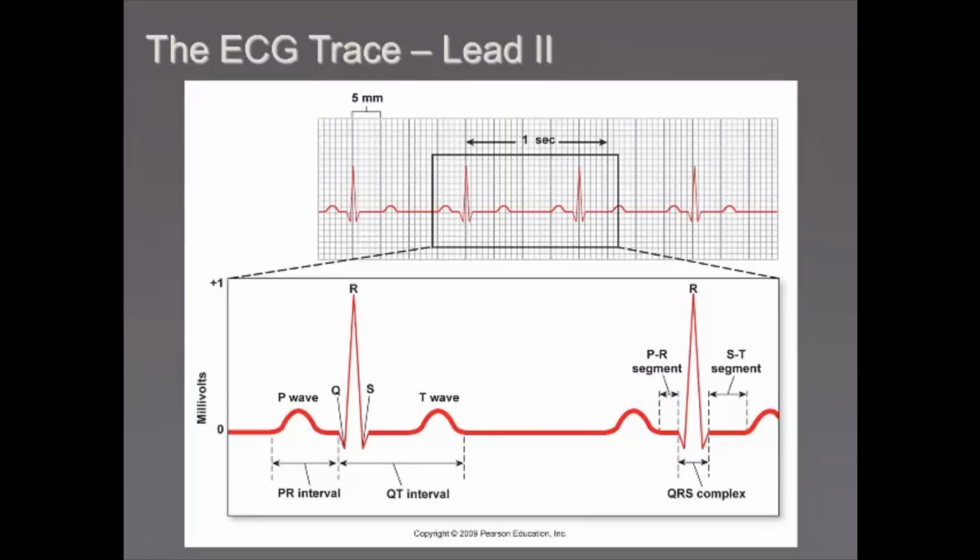This is the basic ECG trace, and this is what we would call a normal sinus rhythm. This is originating at the sinoatrial node, and we can tell that because we have a P wave preceding the QRS complex and finishing with a T wave. So this is what we expect to see when we look at an ECG.